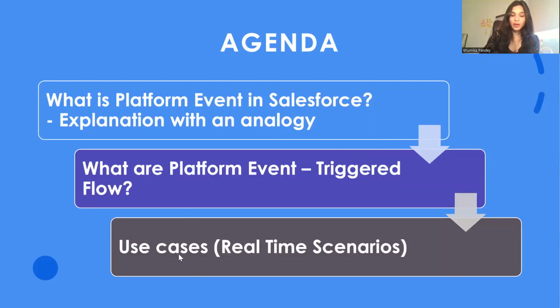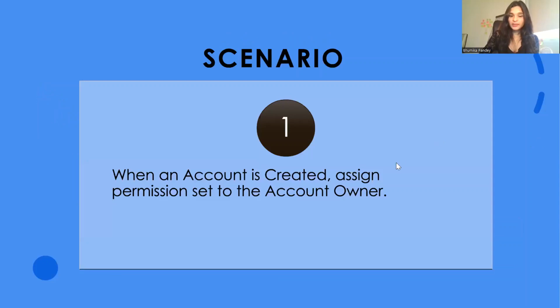And then we will talk about a real-time scenario, a use case, and using that particular use case, we'll understand how we can use platform event triggered flows in order to publish an event. All right. So this is the scenario, but before we actually jump onto the scenario, let's just understand platform events a little bit. All right.